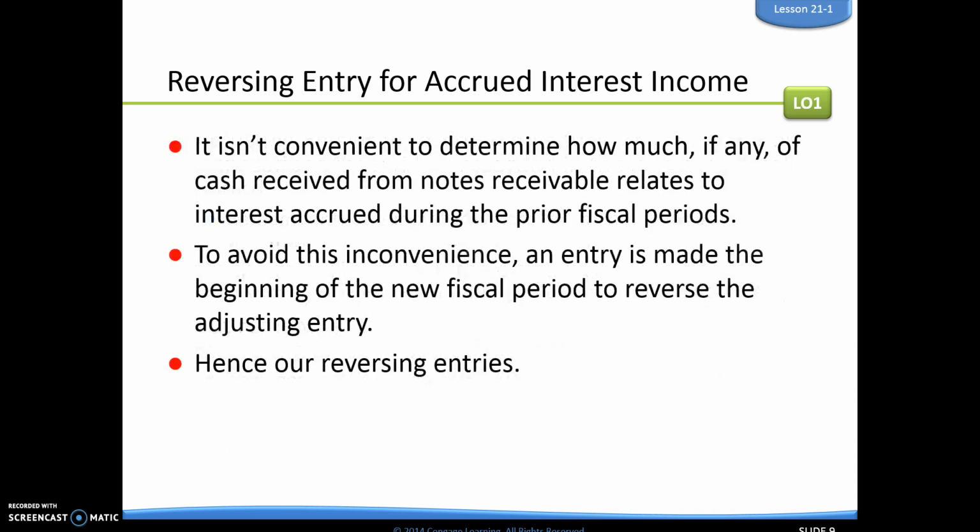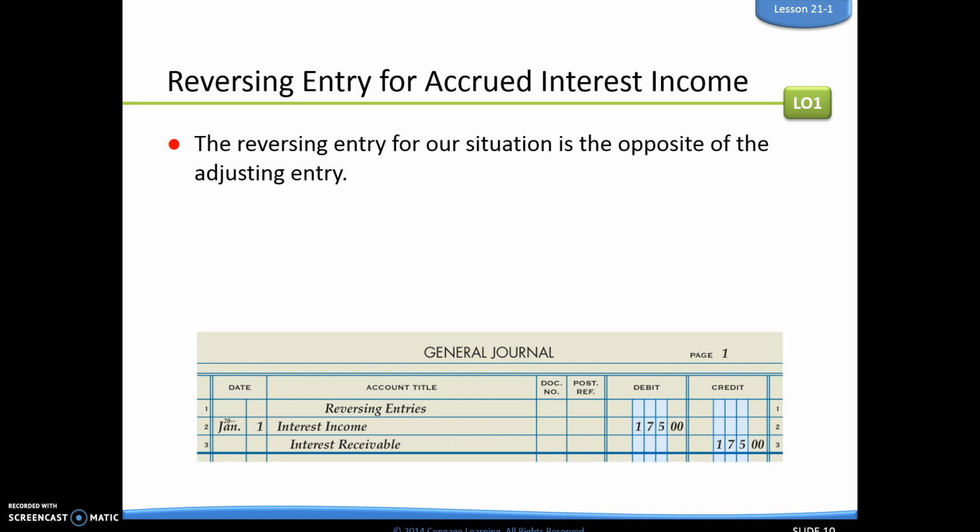Okay. Now, it gets really inconvenient for us to try to determine how much, if any, of the amount of cash that we receive when our note is due relates to which interest. So to avoid that, what we end up doing is making a reversing entry. And all that does is it reverses our adjusting entry. It's exactly the opposite of it. Like when we did our adjusting entry, it was a debit to interest receivable and a credit to interest income. The reversing entry essentially flips it. It's just a reverse of that.